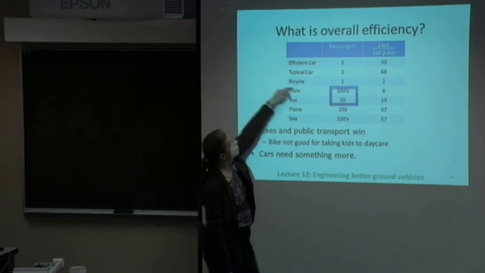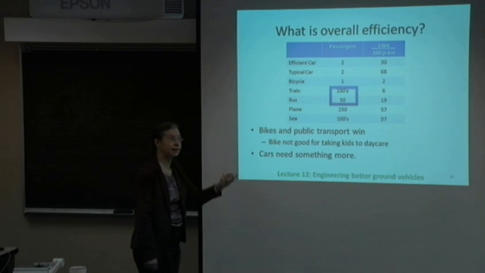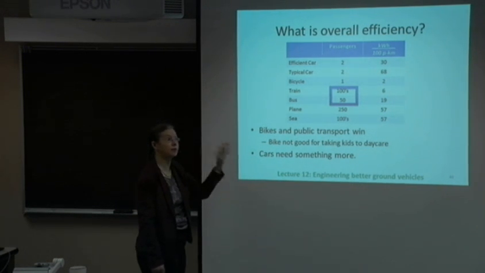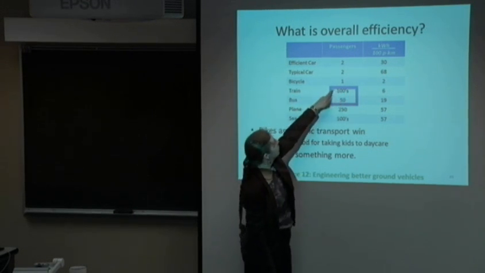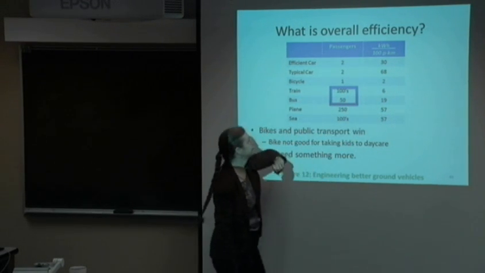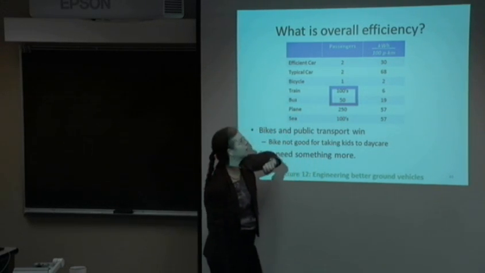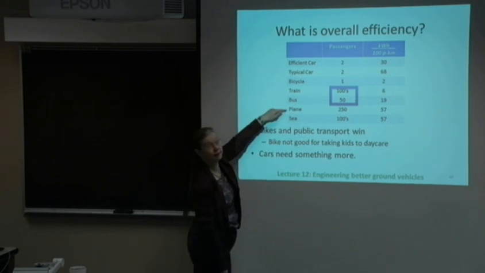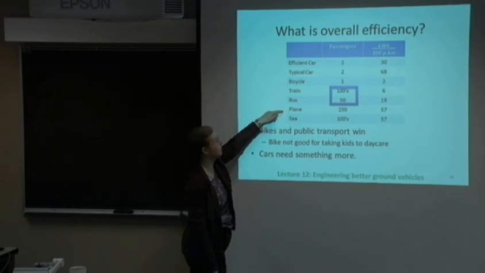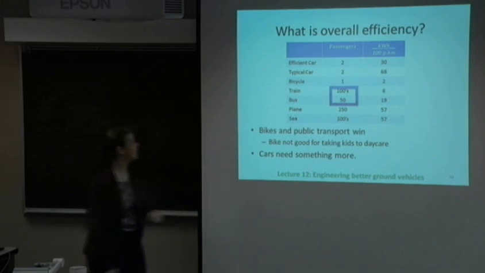Bicycle, wow. Not only that, but you're not burning gasoline, except for the gasoline used to make the fertilizer for the food you ate to power the bike. The train has hundreds of passengers, so it's very good. Bus has 50 passengers, still better than an efficient car. A plane, ooh, lots of passengers, very inefficient. You're basically throwing a huge hunk of steel up into the sky. Sea, now you have to plow through a bunch of water. So even though you have hundreds of people on there, you're still not that efficient.